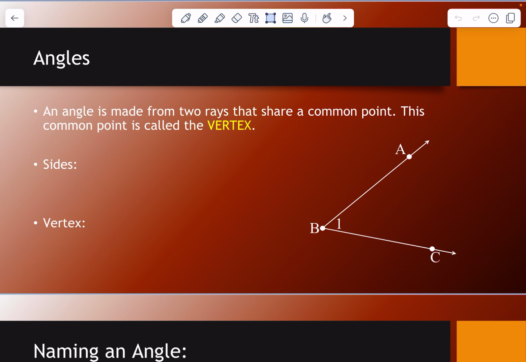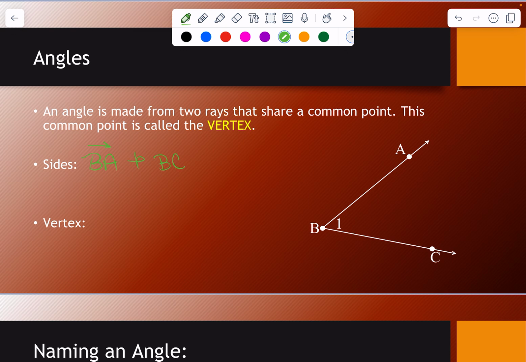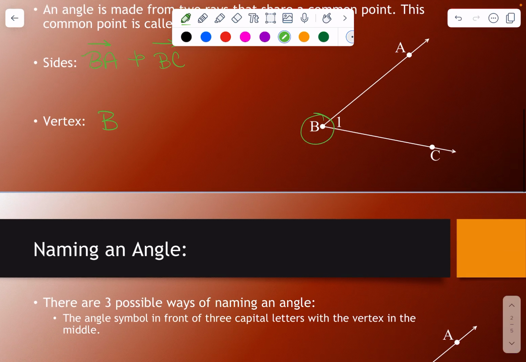So an angle is made up of two rays that share a common endpoint. This common endpoint is called the vertex. So if I were to look at this and I say, what are the two sides or what are the two rays that make up the angle? We would be looking at BA and BC. If I come back then and say, what is the vertex? Remember, the vertex is the common endpoint, which would be point B.